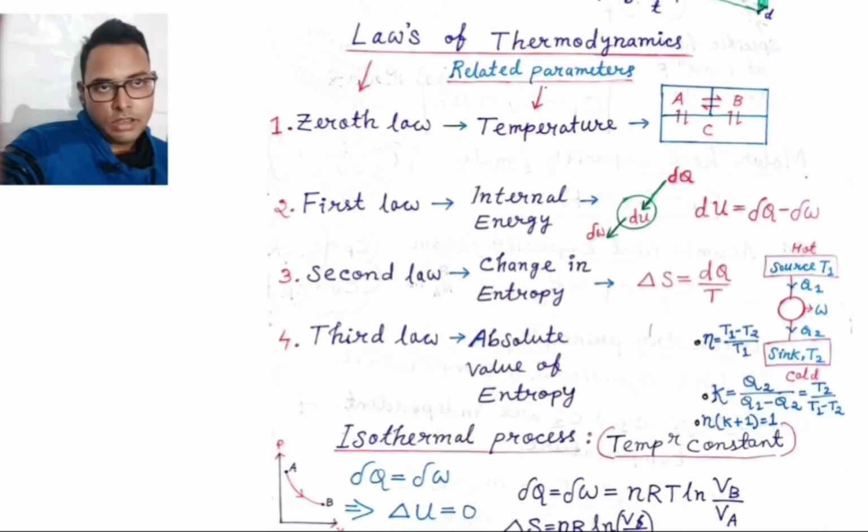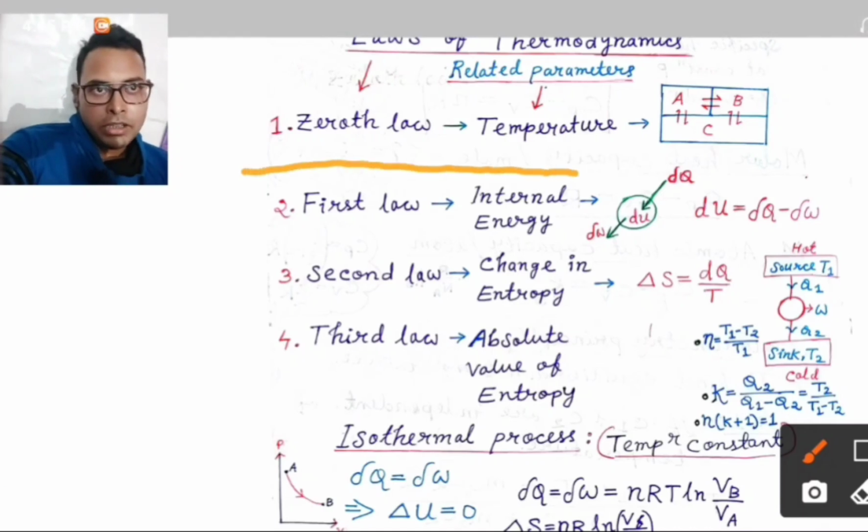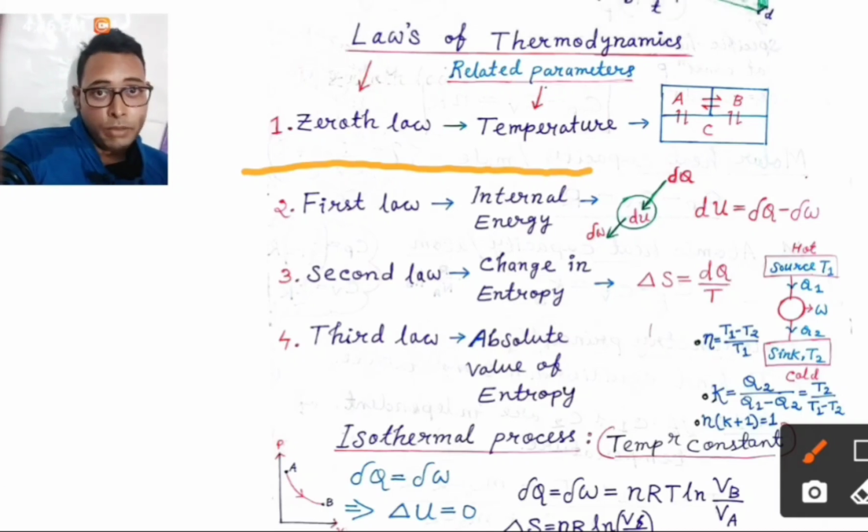And the laws of thermodynamics and related parameters. So which law is related to which parameters in thermodynamics? Let us see. The Zeroth law is the law of the flow of temperature, right? If A is in thermal equilibrium with C, and B is in thermal equilibrium with C, then A and B are also in thermal equilibrium with each other, right? It is the Zeroth law of thermodynamics.